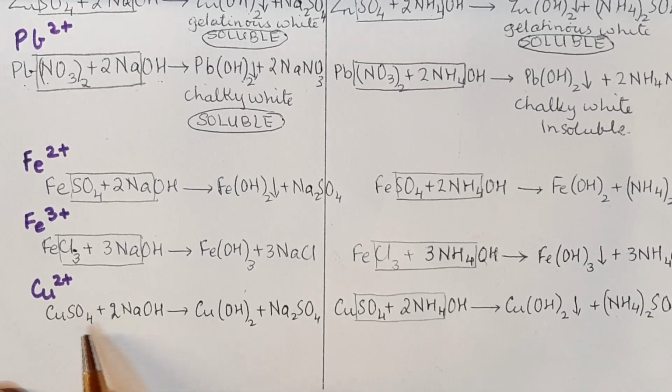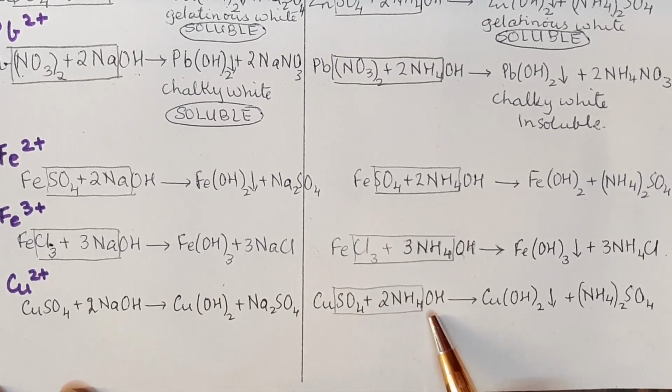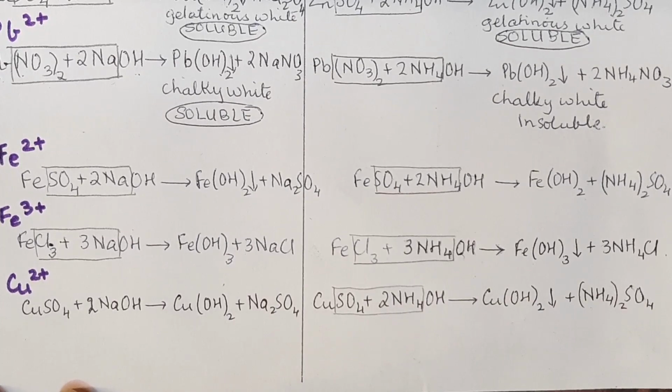Cu2+, again we will have double decomposition here. Cu(OH)2 we will get here, and Na2 with SO4 will give us Na2SO4, and here CuSO4 plus 2 NH4OH gives us Cu(OH)2 plus (NH4)2SO4.